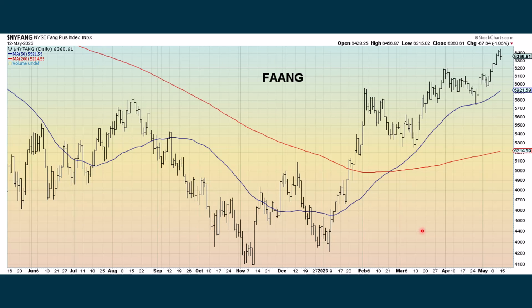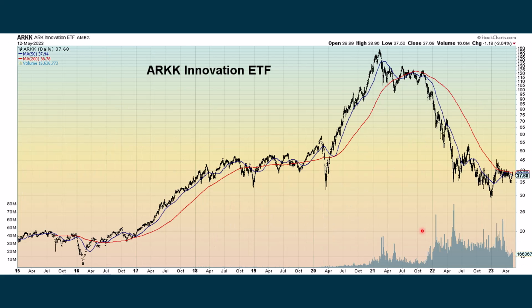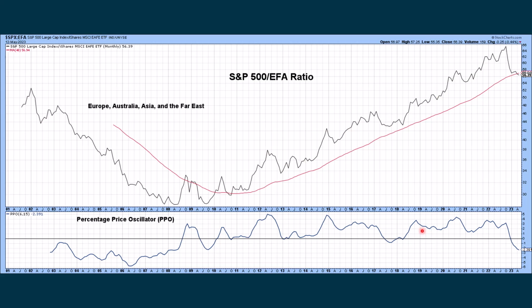FANG stocks continue to be in an uptrend, and I know they've changed the acronym, but I just stick with the old acronym. ARK continues to be in a downtrend. Then we look at the S&P 500 and then compare it to stocks in Europe, Australia, Asia, and the Far East. They are showing some weakness, and we're starting to go below this moving average. On the bottom, we have a longer-term PPO indicator, which continues to decline.